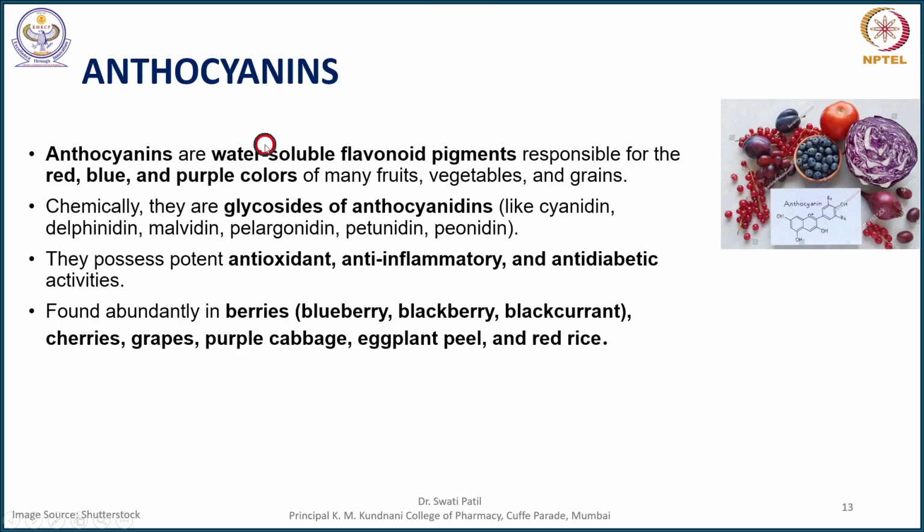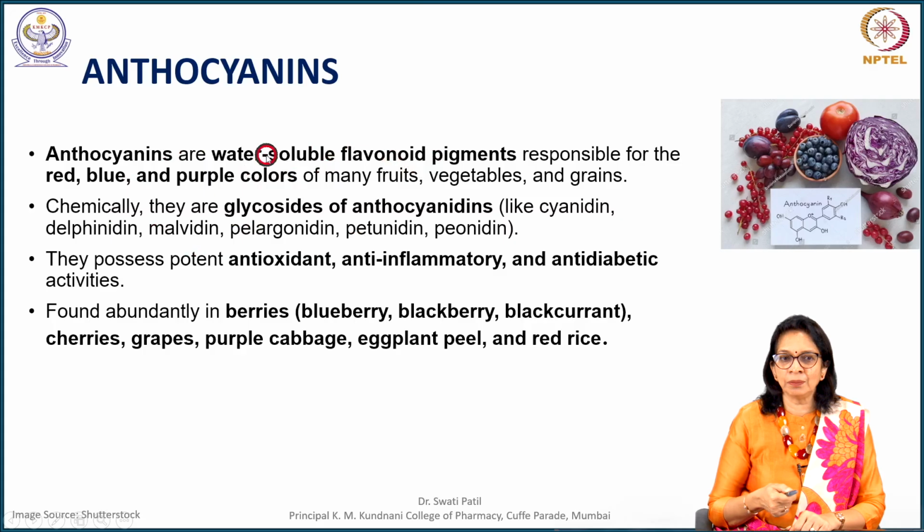Another class of compounds useful as nutraceuticals in maintaining diabetes is anthocyanins, which are water soluble flavonoid pigments. So, anything that looks colorful, the purple cabbage, berries, red cranberries, all these contain anthocyanins. They possess potential antioxidant, anti-inflammatory and anti-diabetic activity. They are found abundantly in berries, blueberry, blackberry, blackcurrant, in cherries, grapes, purple cabbage, eggplant and red rice.